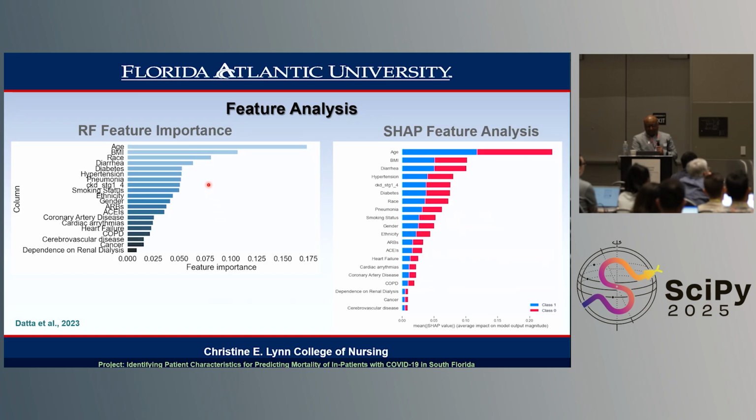One is random forest feature importance. The idea behind this, how they actually did it, is Gini importance, and this is SHAP analysis. Why do you see two different colors? Because it's a binary classification. One is survived, red is died or expired, and blue is survived. So these are the two different methods we used here. Why two different methods?